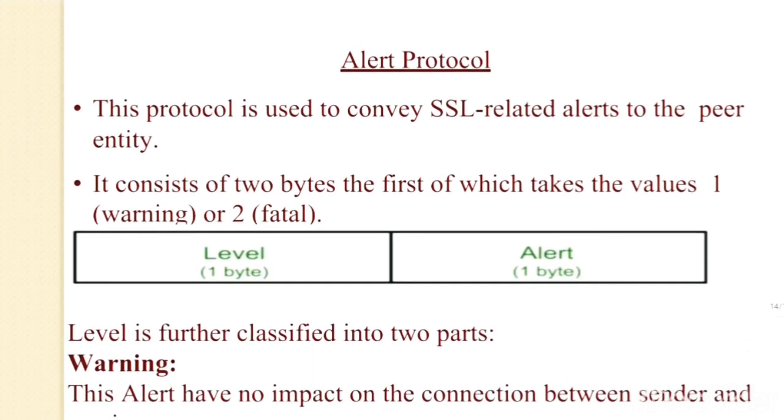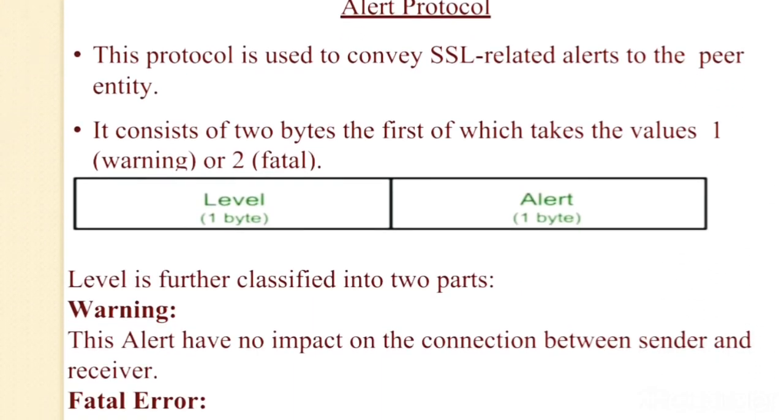Now the next type is the alert protocol. The alert protocol is used to convey SSL related alerts to the peer entity. It basically consists of 2 bytes. The first byte we call the level, and the second byte is the alert. The level is further classified into 2 parts: warning and fatal error. A warning alert has no impact on the connection between the sender and receiver, and when a fatal error is shown, this alert breaks the connection between the sender and the receiver.